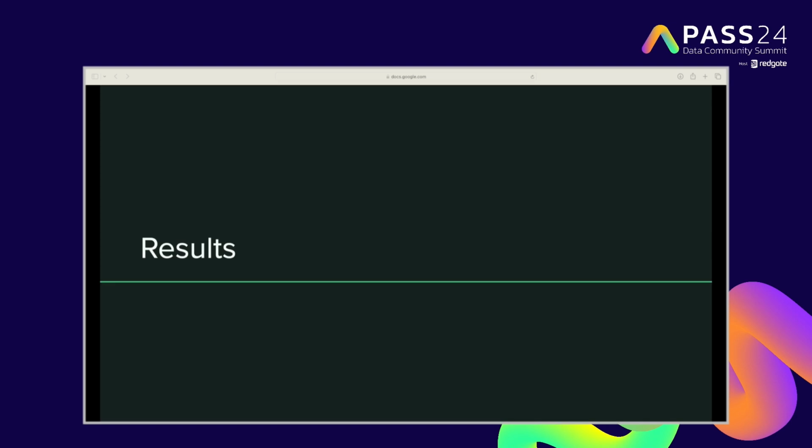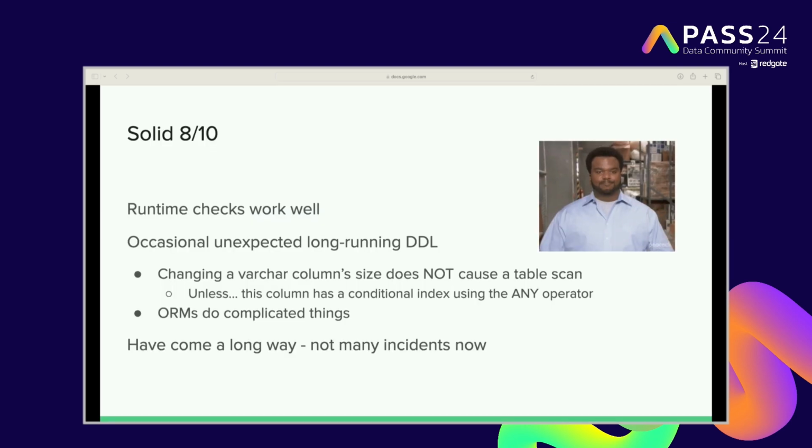So the results of all this work have been pretty good. Our runtime checks are effective at catching contention and timing out, thereby preventing incidents and limiting them to a few seconds. And runaway DDL statements sometimes still happen because our ORMs will do unexpected things with DDL. I think that's a common theme with ORMs. But on occasion, we find really interesting stuff.